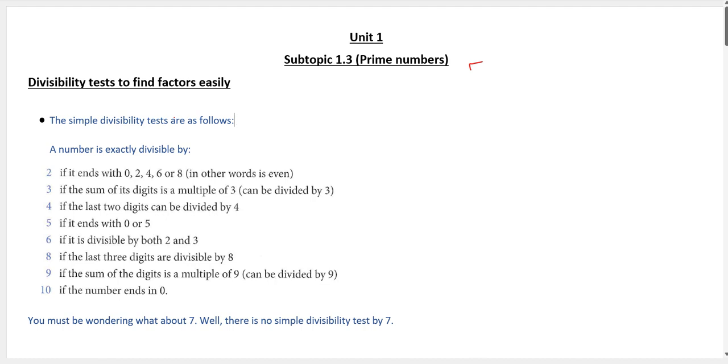Today we are gonna finish subtopic 1.3. We are in the last topic, which is the divisibility test. Okay, let's get started. Divisibility test, what is it exactly?